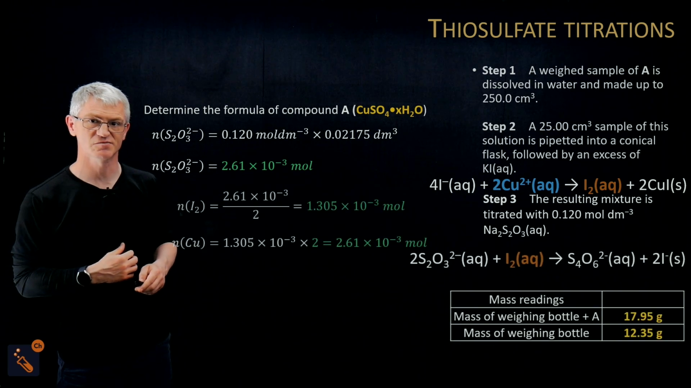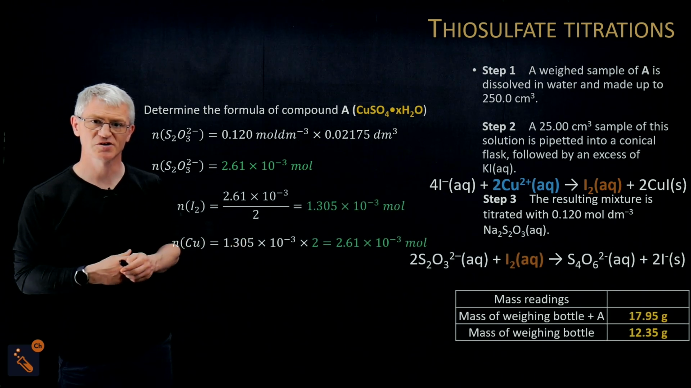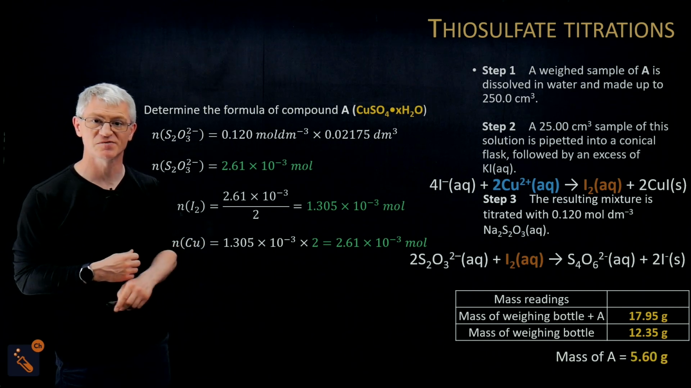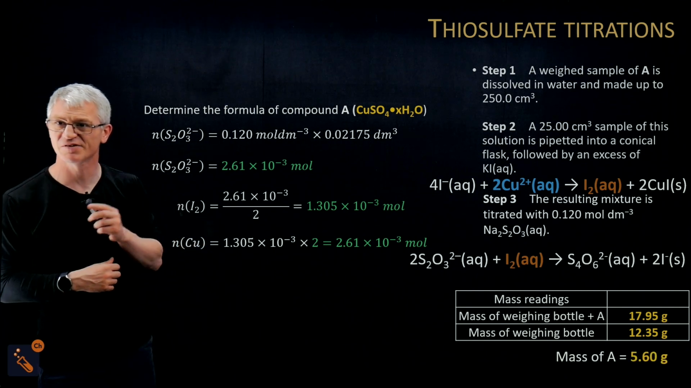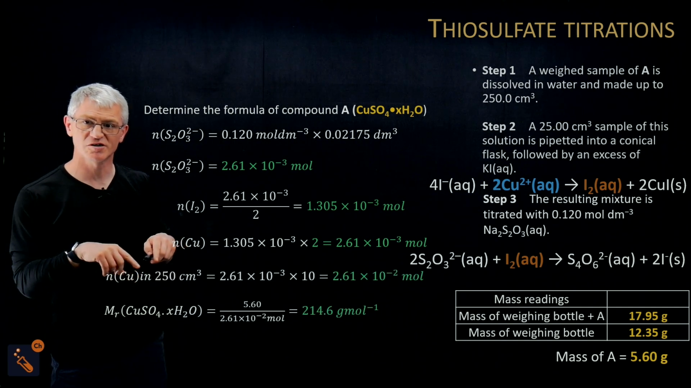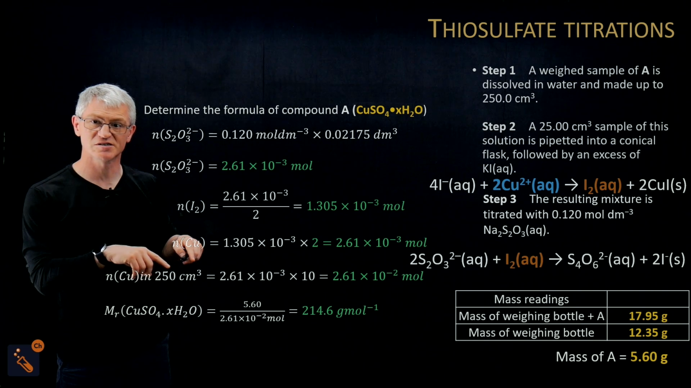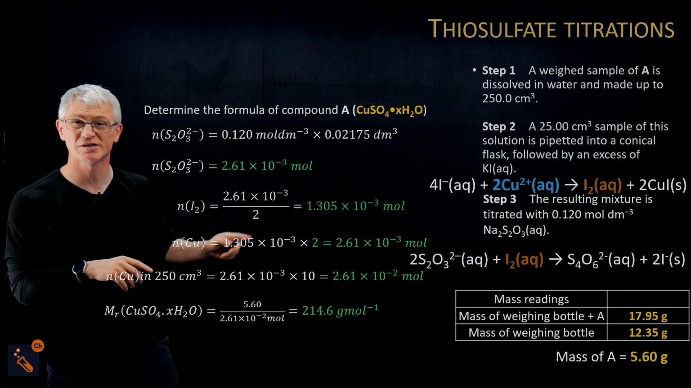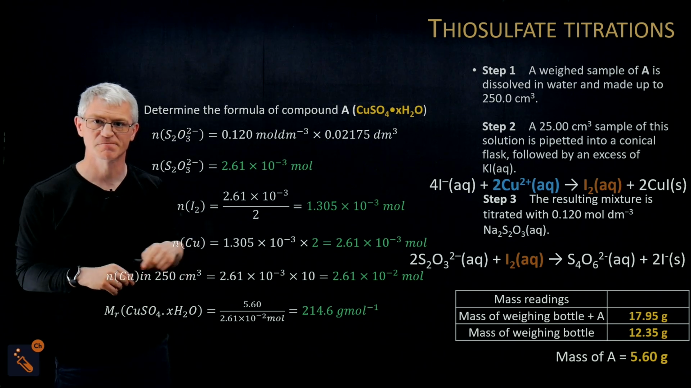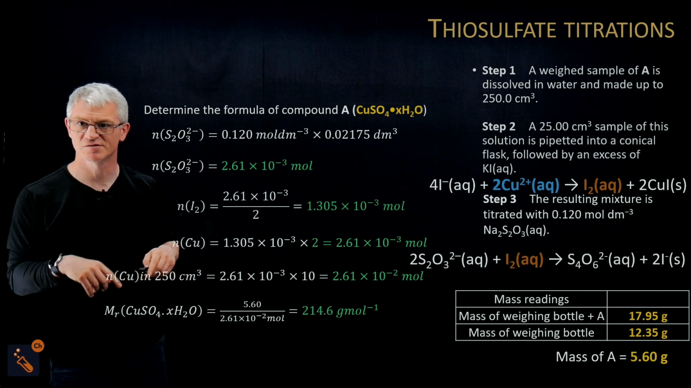So let's make ourselves some space. We've got the mass readings over there. We're going to find out what our mass of A is. So our mass of A is 5.6. Hopefully you've done this. Have your calculator out. Then from this point, number of moles of copper in 250 centimetres cubed, you have to times by 10 because the original one was 25, if you remember over here. Dilution factor, very common in these types of things. We've got 2.61 times 10 to the minus 2.